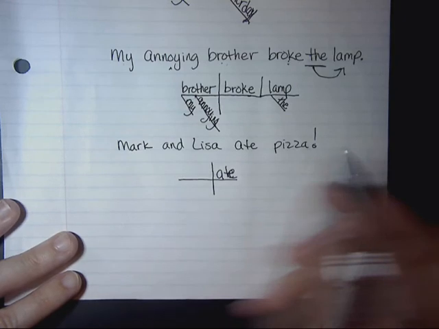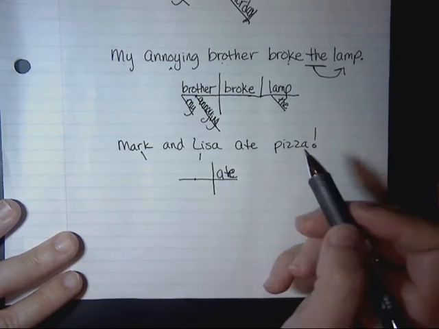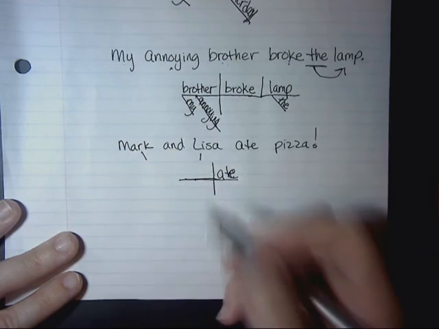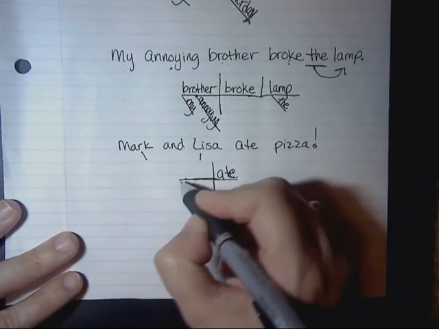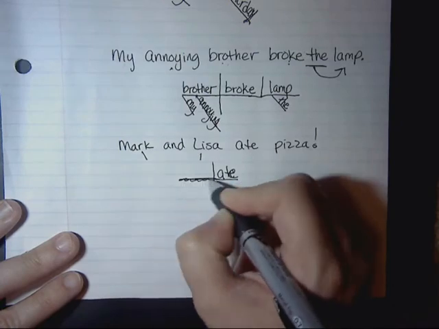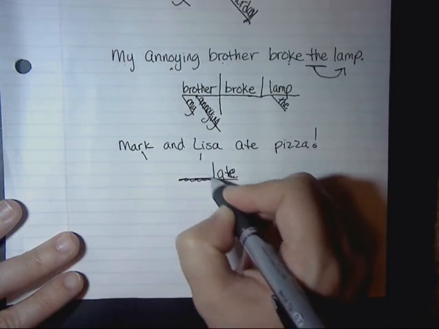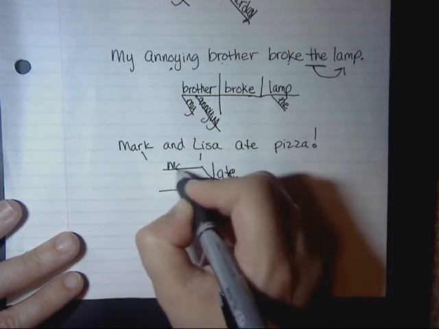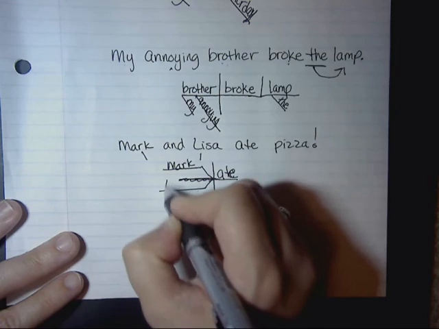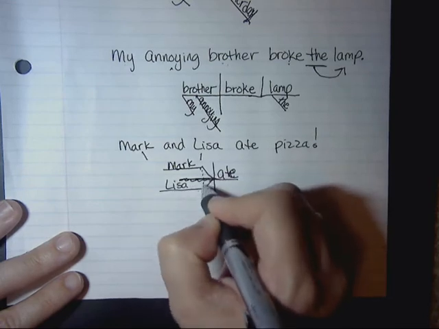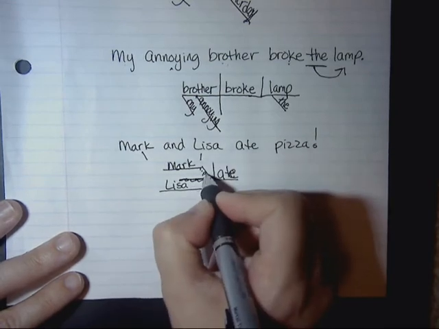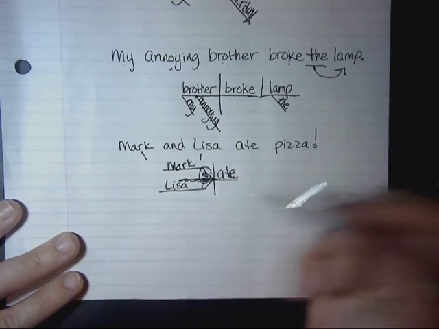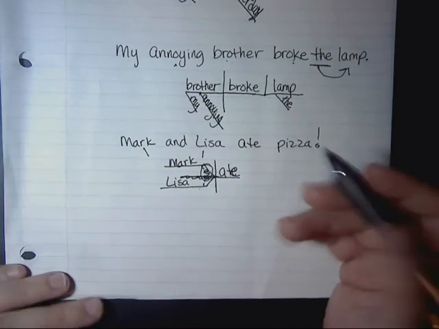We have 1 line, but 2 people who did the eating. So what we're going to do is take this line and split it in half. So instead of 1 line, okay, we're going to spread it out and make 2. And there's Mark, and there's Lisa. And now in the middle on that dotted line, we're going to put our conjunction and. It makes sense to put it there because it's a joining word, and therefore it's joining the two together.